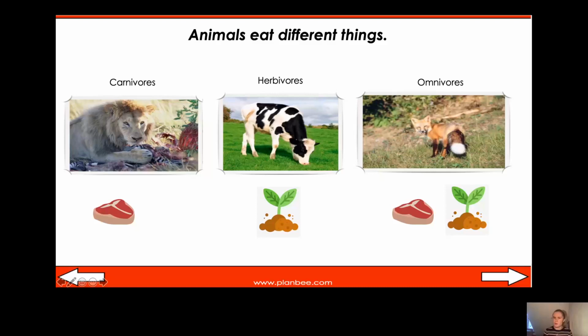Now, what do omnivores eat? Well, we've got a picture of a fox here, and a fox is an example of an omnivore because a fox eats both meat and plants, okay? So we have the carnivore that only eats meat, the herbivore that only eats plants, and then the omnivore that eats a little bit of both.